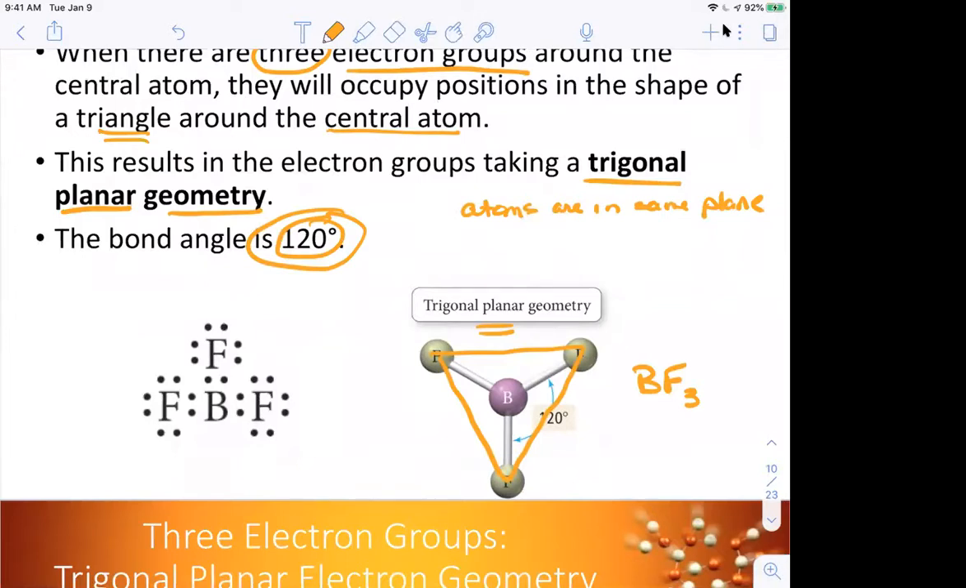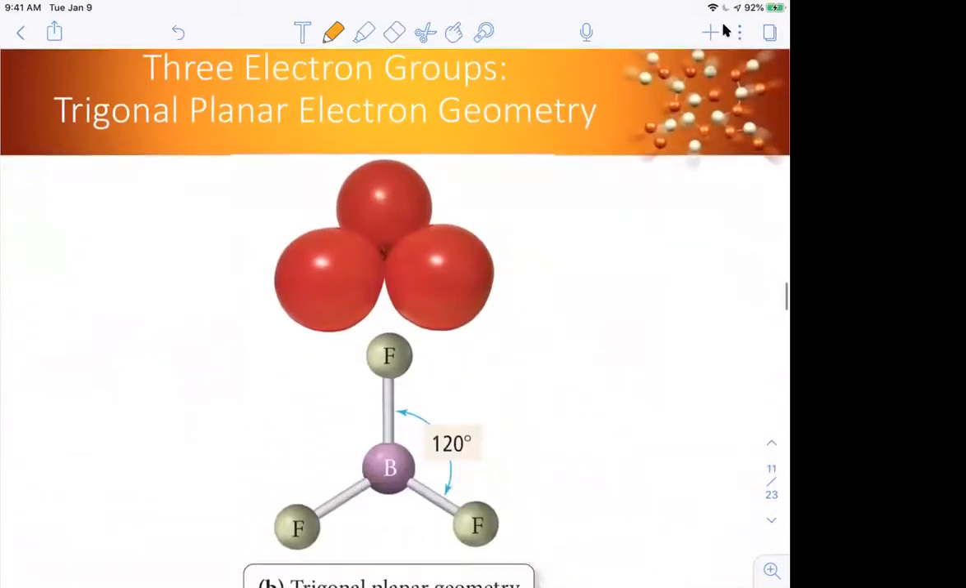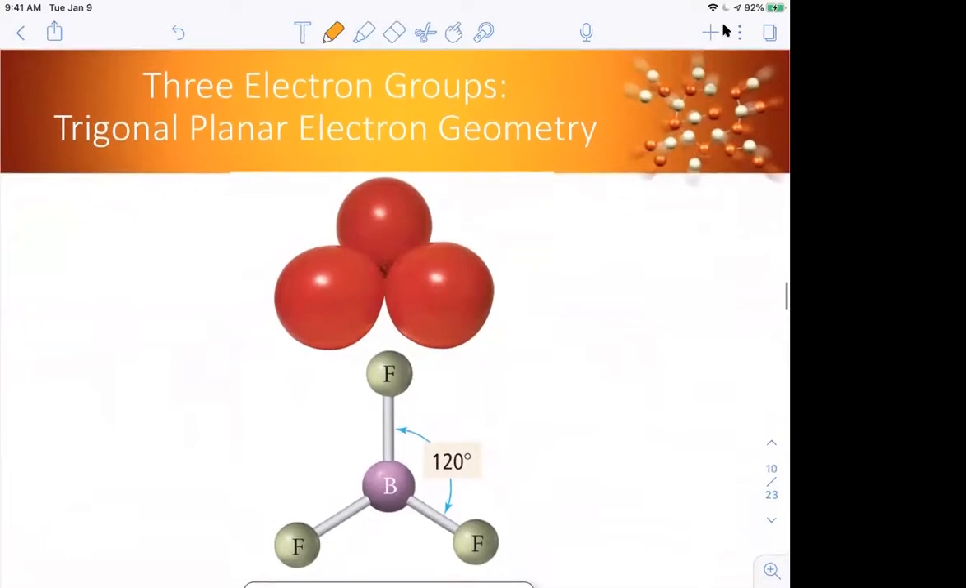Carbon will undergo this when I have a double bond and two single bonds. This is going to be my trigonal planar geometry when I look at various carbon compounds, so keep that in mind. Again, if you wanted to look at a balloon, you could put three balloons about the same size together, and they're going to naturally orient themselves in this trigonal planar type of geometry.